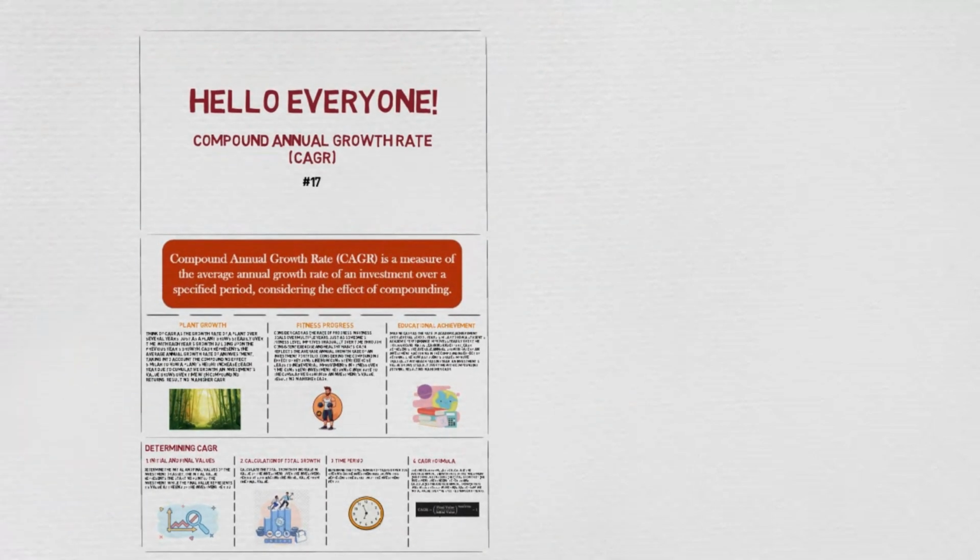By following these steps, investors can calculate and interpret the compound annual growth rate to assess the performance and growth potential of their investments over time.